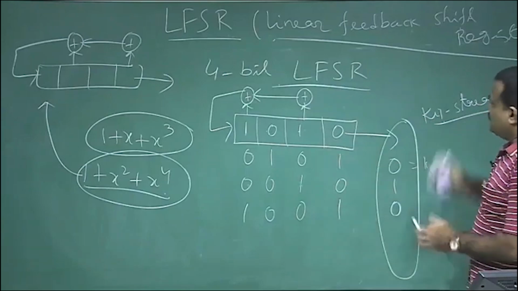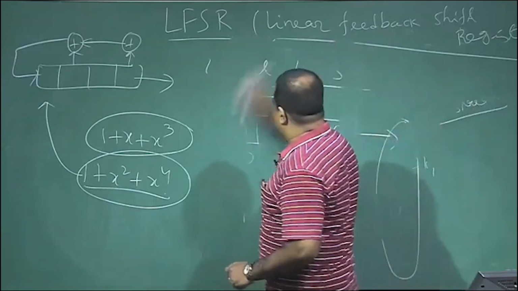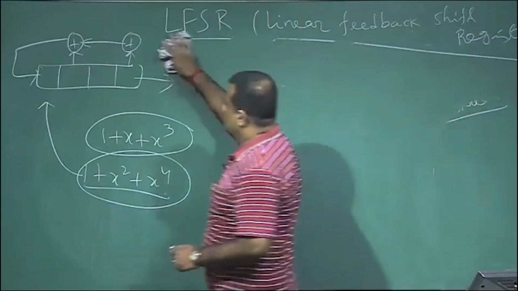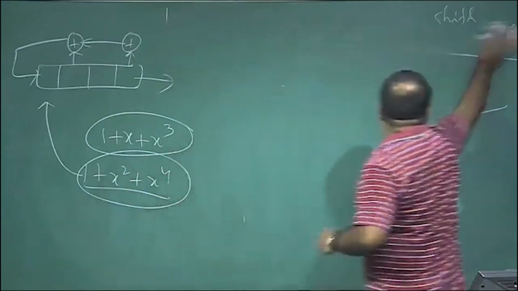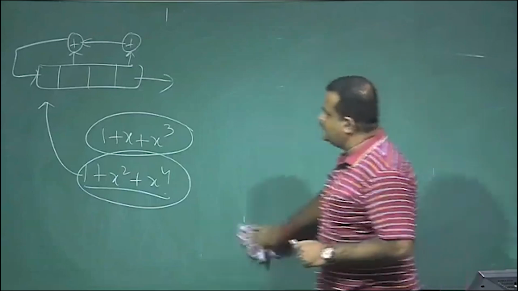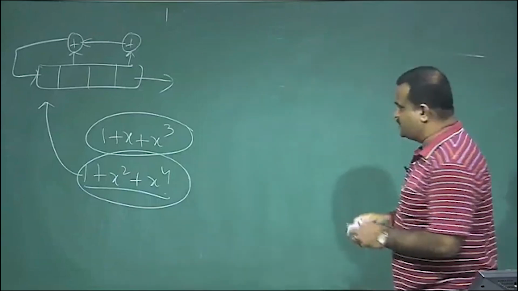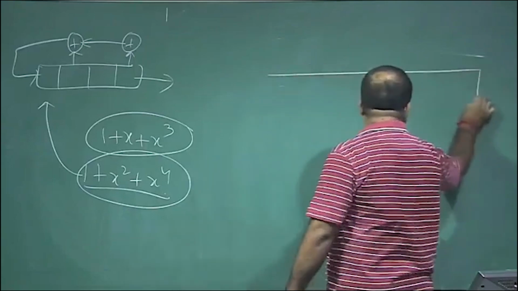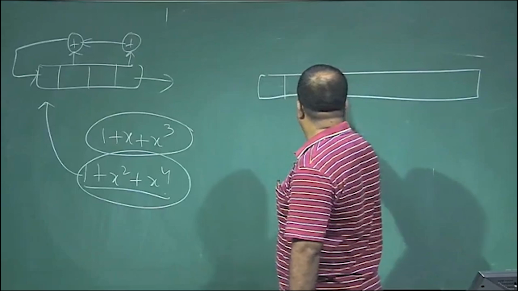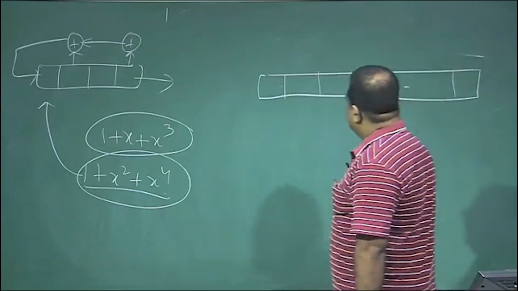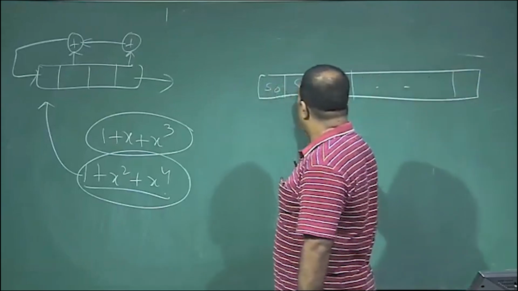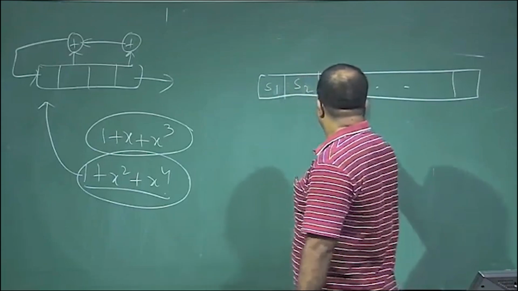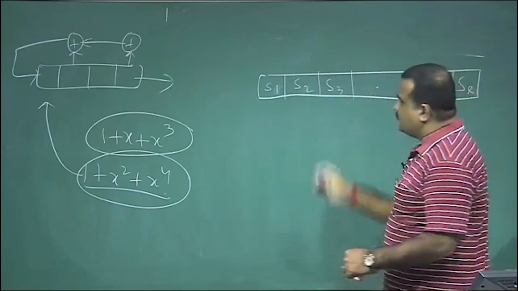So, now let us talk about the general case, L-bit LFSR. So, this is just an example of a 4-bit LFSR. So, this is a key stream generator. It is generating the key stream. Okay. In L-bit LFSR, we have basically, instead of 4 bits, L bits. So, we denote the states by S0, S1, or maybe we can start with 1, S1, S2, S3, up to SL. So, these are all flip flops.